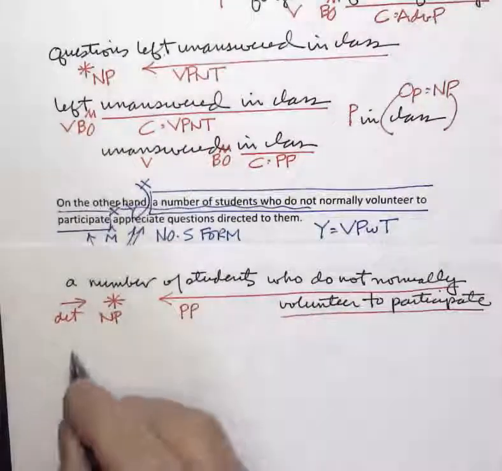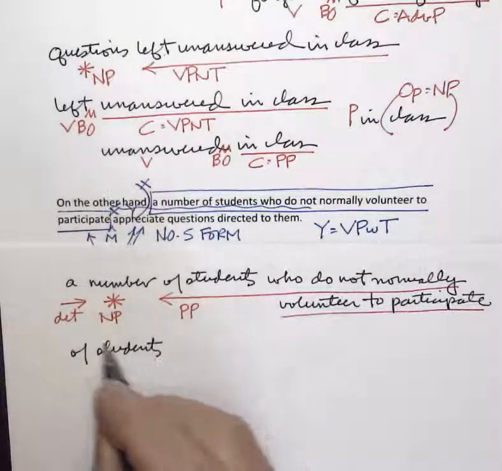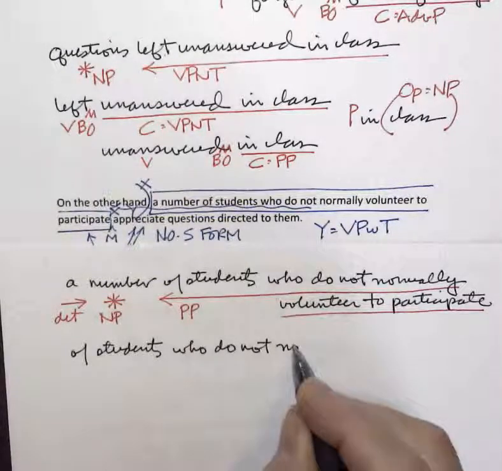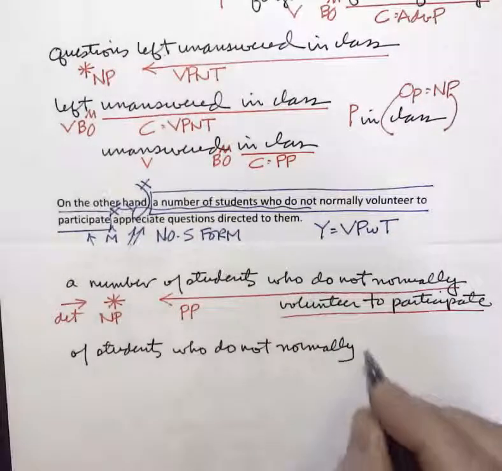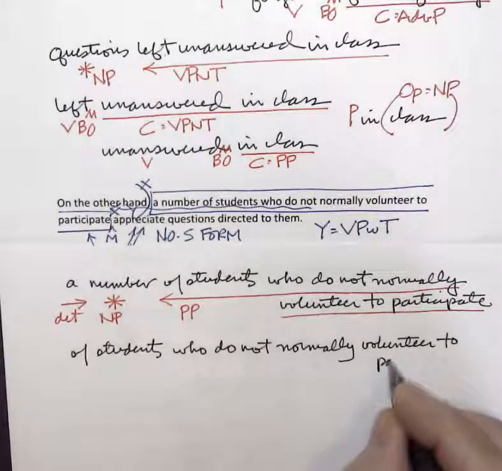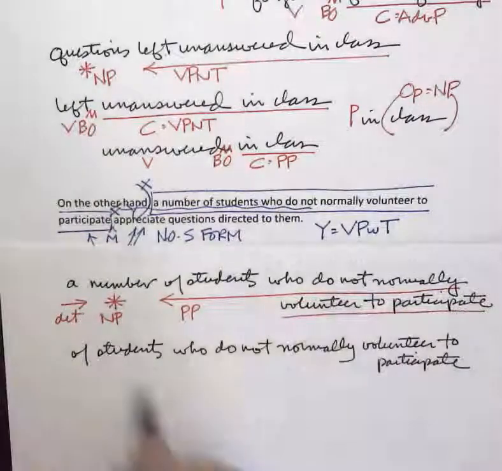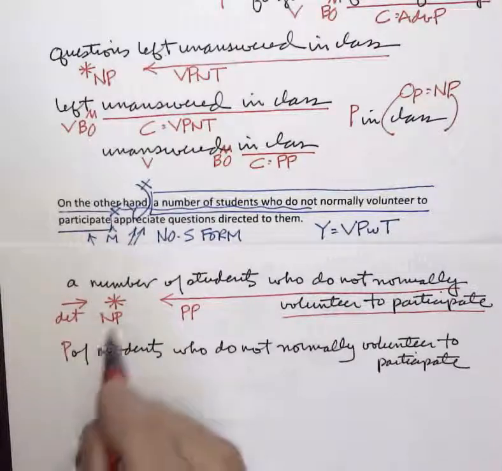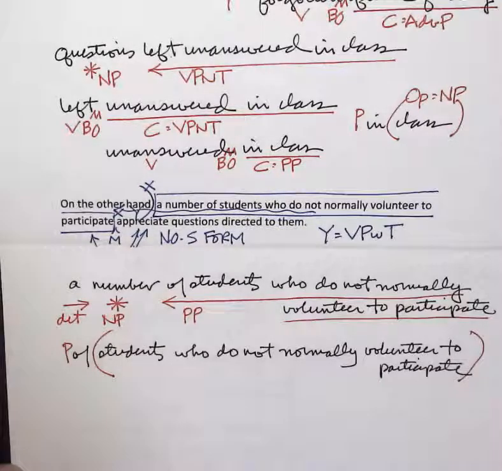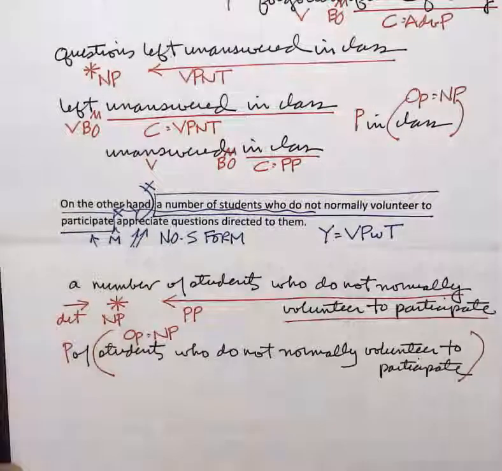Let's rewrite it. Of students who do not normally volunteer to participate. And now the preposition is of. Students who do not normally volunteer to participate is the object of the preposition. It's a noun phrase. Well, let's rewrite it again.